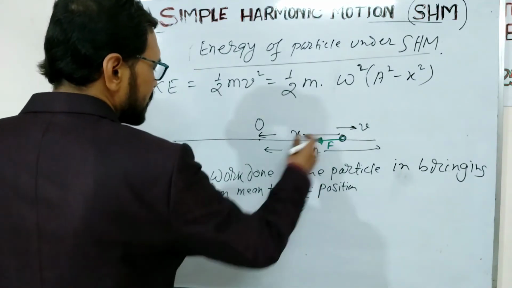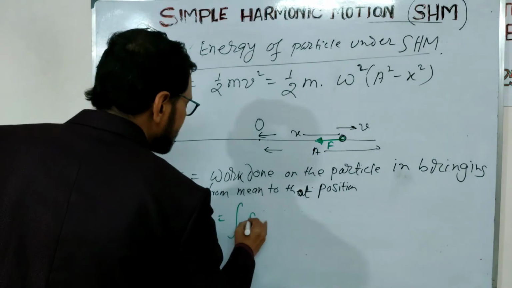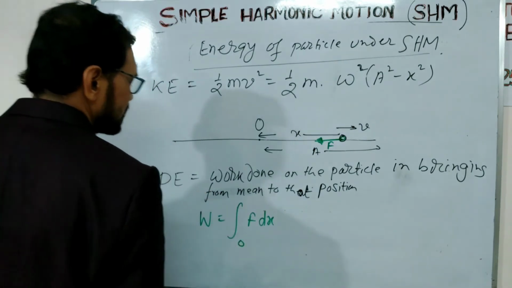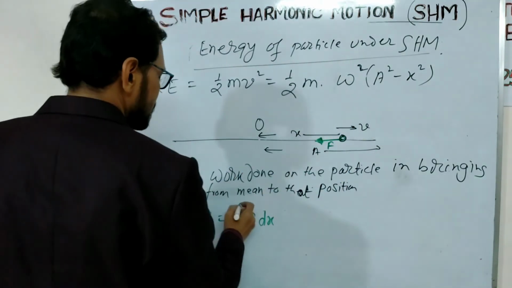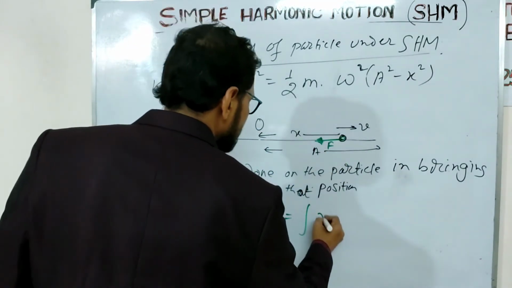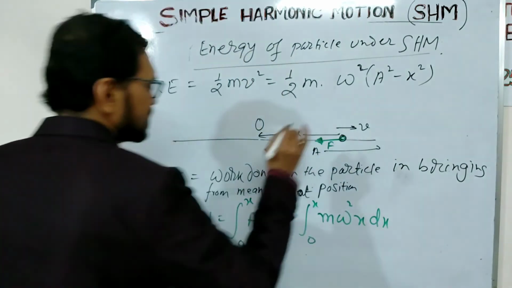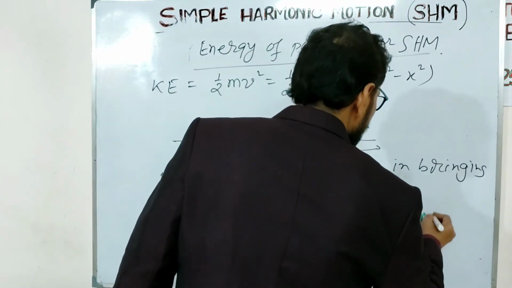is for variable force. What is the work done in variable force? Work done in variable force is equal to the integral of F dx, where x varies from 0 to x. Now what is F? F at position x is m omega square x, so the integral of m omega square x dx from 0 to x. So this is m omega square.